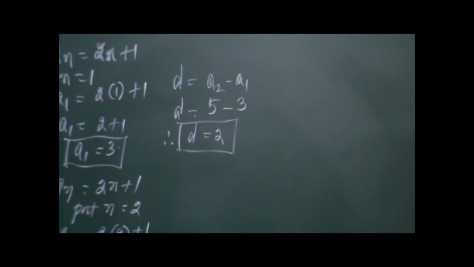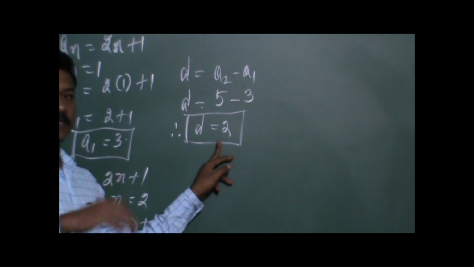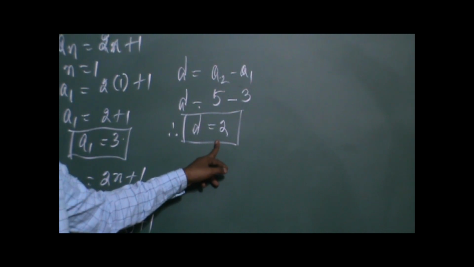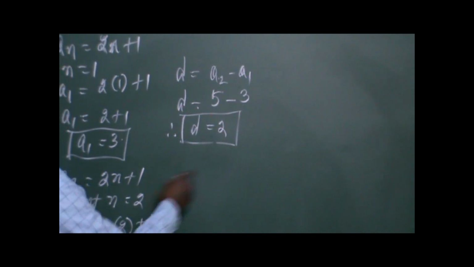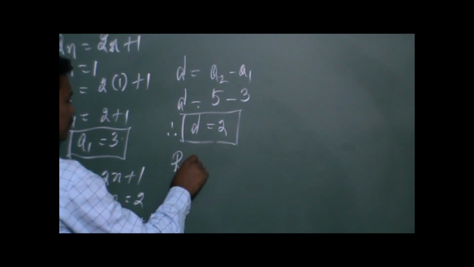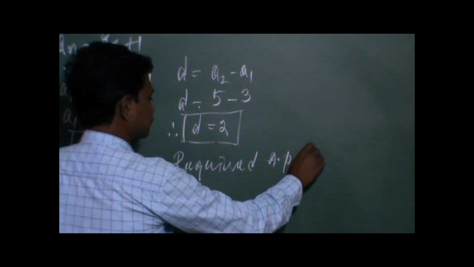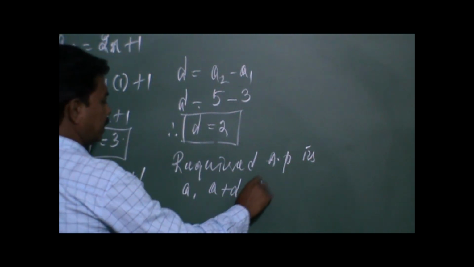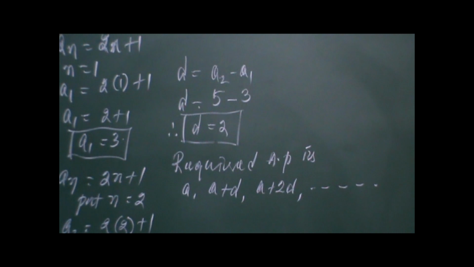Common difference is 2. Now we have the first term, we have the common difference. So easily we can reach the required AP. The required AP can be reached by using the general form of the AP. So we know the general form. So let us go with this. Required AP is a, a plus d, a plus 2d, and so on, is the general form of the AP.